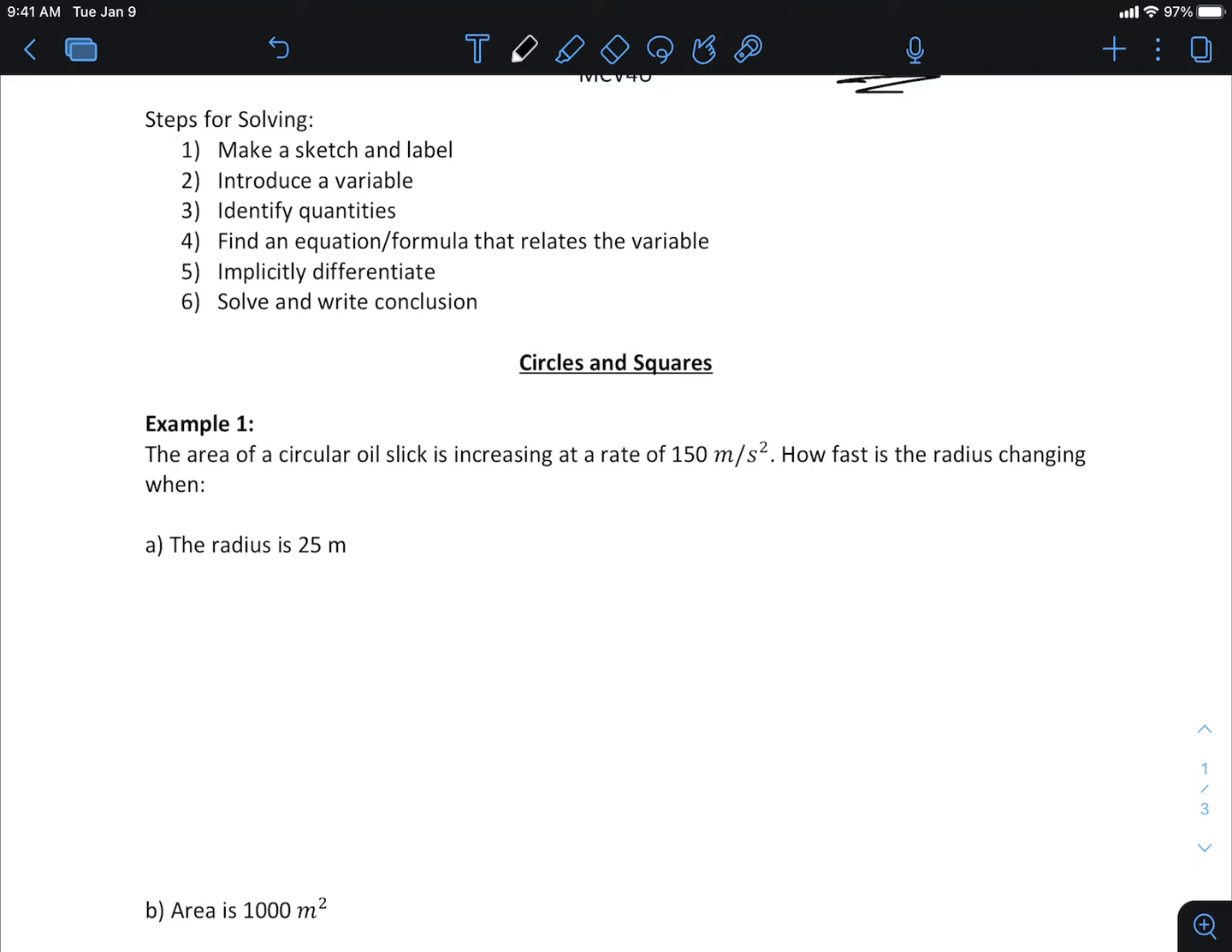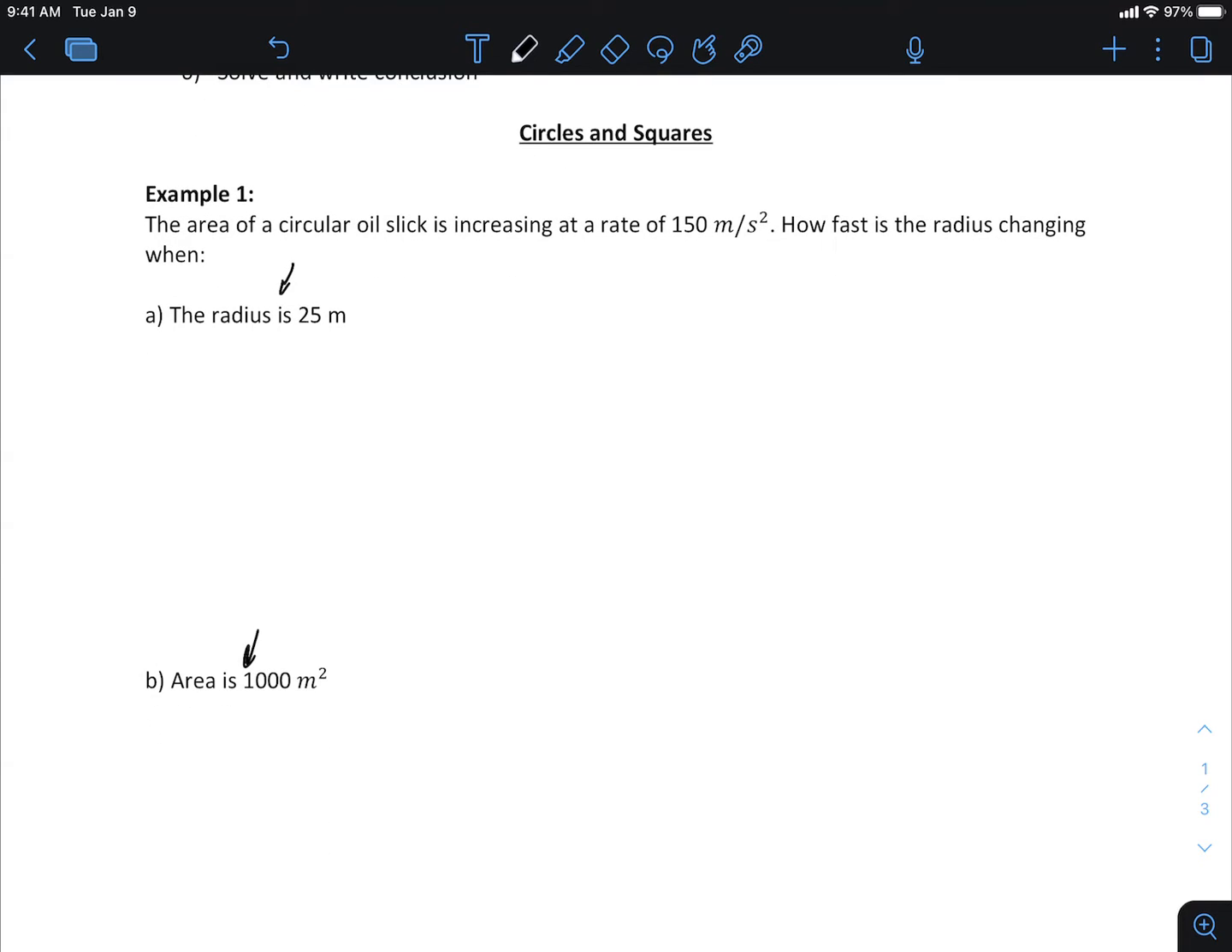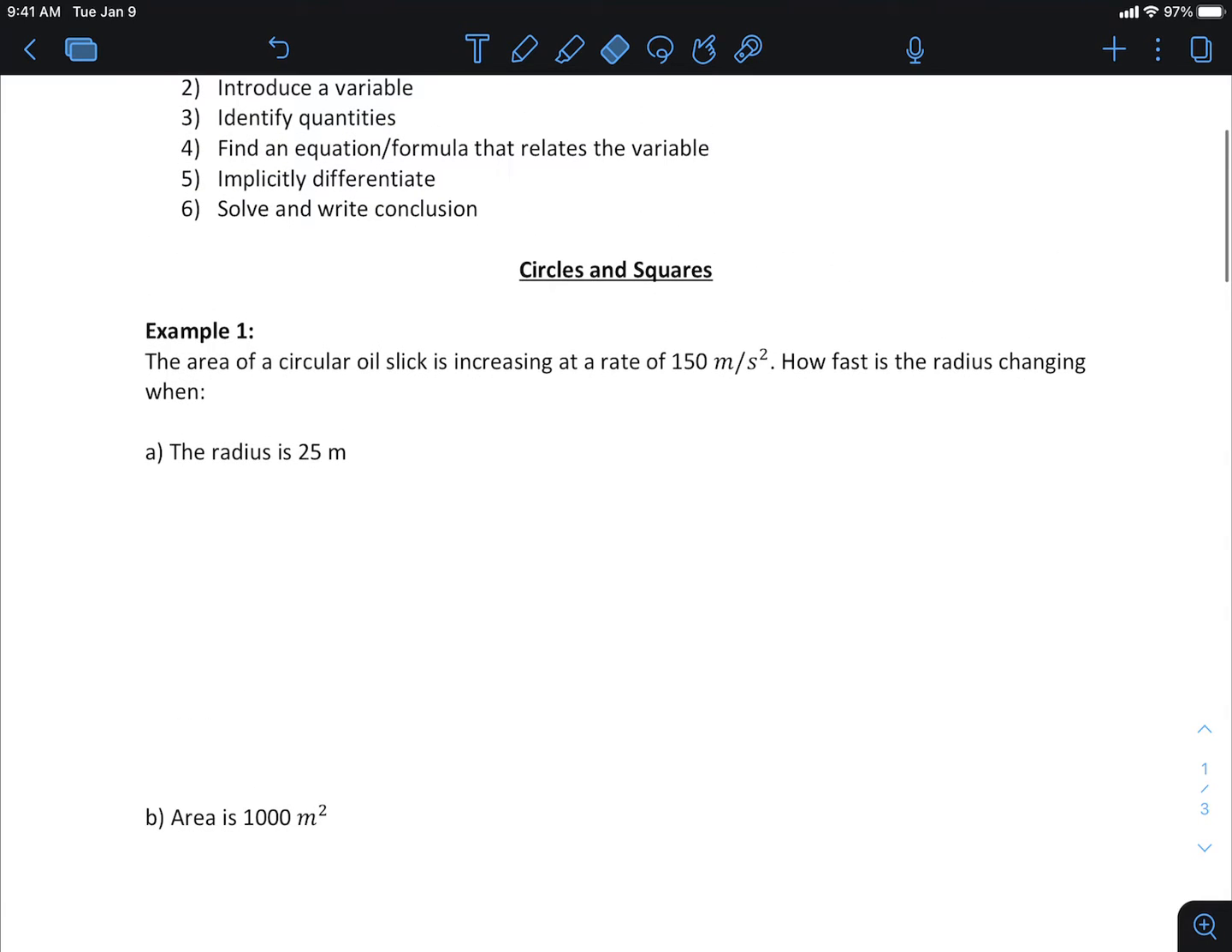And really what it comes down to is we're going to write down an equation and then implicitly differentiate it and solve for the thing that we're looking for. So here, how fast is the radius changing when? We're looking at this oil slick that's spilt or something like that, and it's increasing at a rate of 150 meters squared per second. So how fast is the radius changing when the area is 100 meters squared or 1,000 meters squared? If we're talking about area and circles, chances are we're talking about area equals pi r squared.